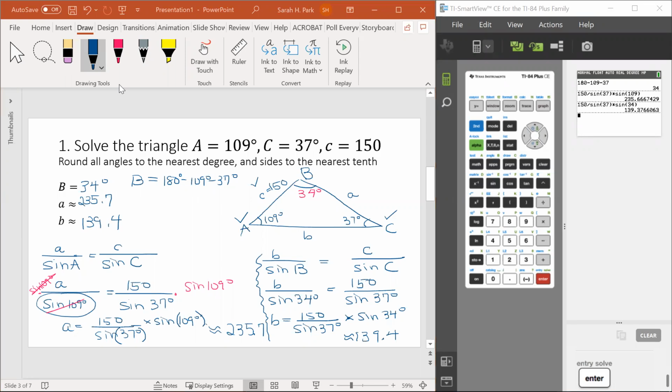So there are our solutions. We found angle B and little a, which is side A, and then little b, side B.